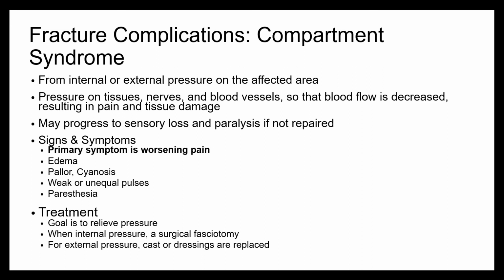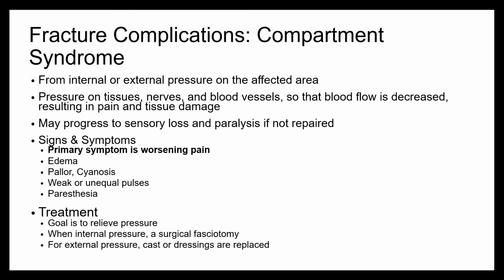We have what's known as the 6 P's of compartment syndrome, and this is one way to think about the signs and symptoms associated with it. The first P is pain, so we would palpate the entire extremity and note the increase in pain even after being medicated. We would look for pallor, that's your second P, so that's going to remind us to note the color, temperature, and capillary refill of the extremity.